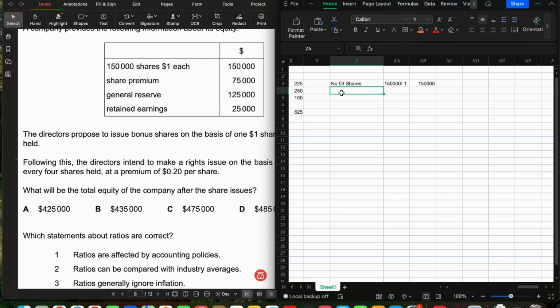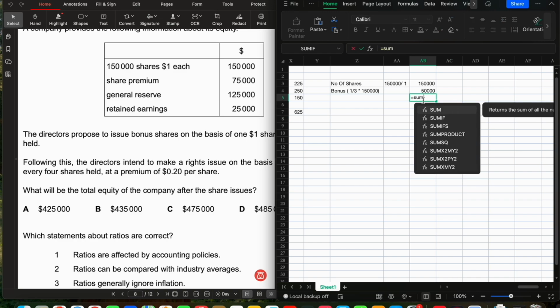We issued bonus shares, and the bonus ratio, they say, will give you 1 share for every 3 held from 150,000 shares. So it means if you have 3 shares, we will give you 1 share. If you have 150 shares, we will give you 50 shares. If you have 150,000 shares, we will give you 50,000 shares. And we issue bonus shares always at par, that means at $1 each. Now, the total number of shares after issuing the bonus shares is 200,000.